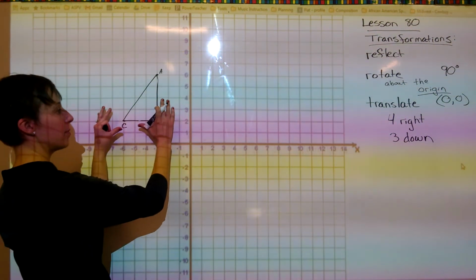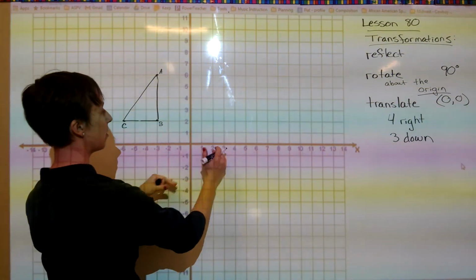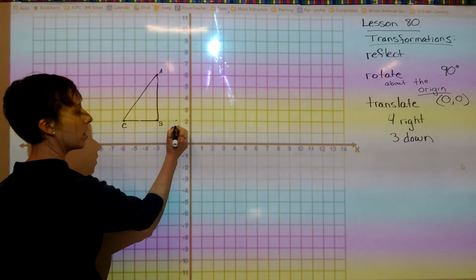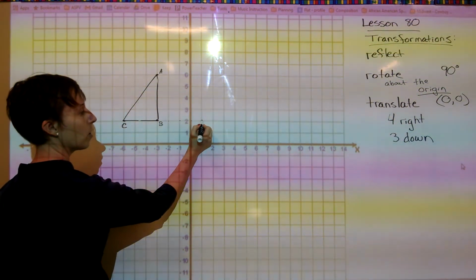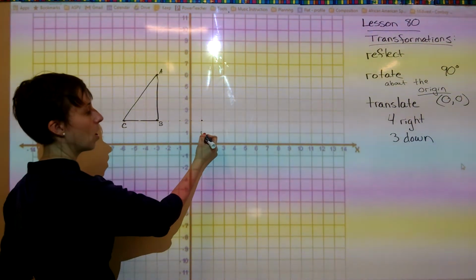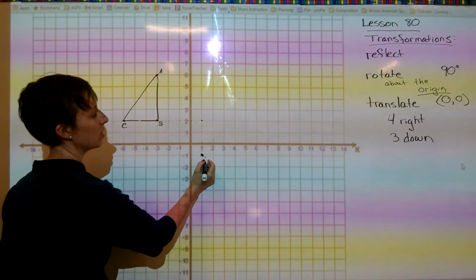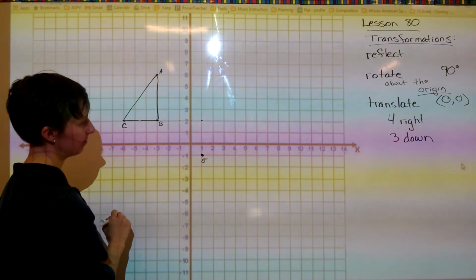Now we're going to pretend that this shape stays the way it is. We're going to pretend that we move it 4 over and 3 down. Let's count. 1, 2, 3, 4. Here's 4 to the right. And 3 down. 1, 2, 3. This will be our new point B.